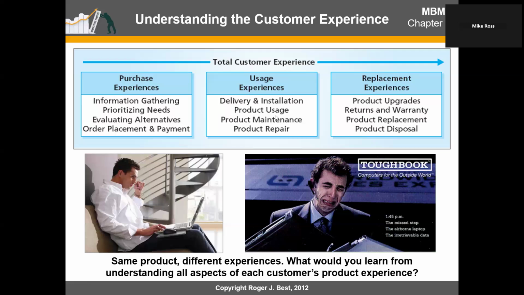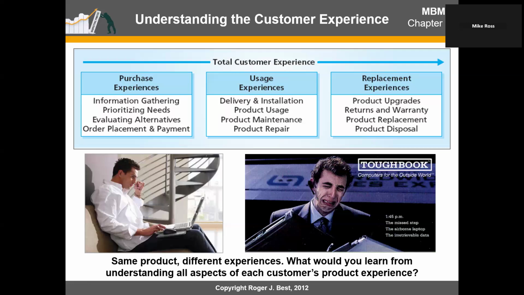Another could be the usage of it. Is it easy to use? Is it hard to use? Do I have to read an 80-page instruction manual? Or is it, hey, in 5 minutes I'm up and running and doing what I need to do? Okay, that would be considered my usage experience. And then number three, replacement experience.